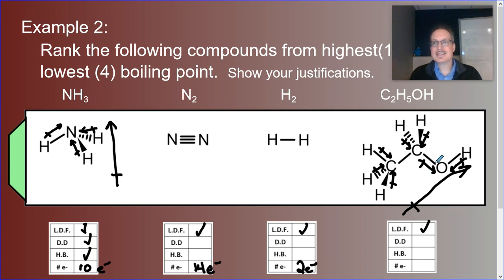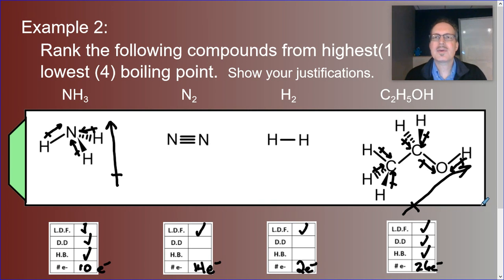So it certainly doesn't cancel out. I think everybody can tell that. So this does have dipole-dipole. If we take a look, here is hydrogen bonding. Hydrogen bonded to fluorine, oxygen, or nitrogen. So we have hydrogen bonding. And the number of electrons for this one is 26 electrons.